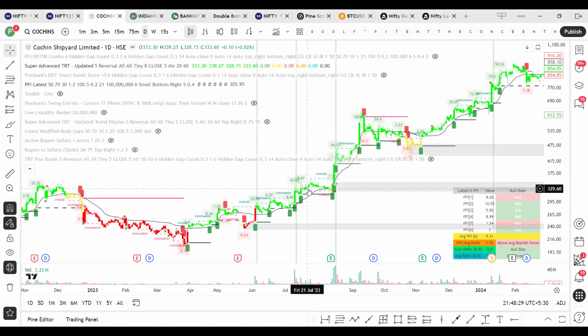So what I did, I studied the charts and I tried to understand what is happening, why these trades are failing when TRT is green. So I noticed a few things, and based on them, I developed more indicators.